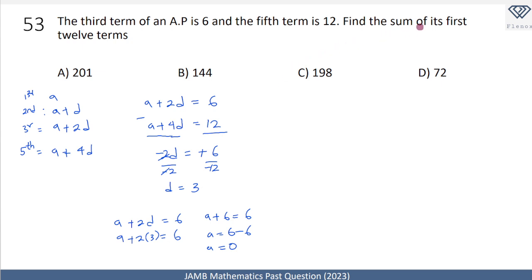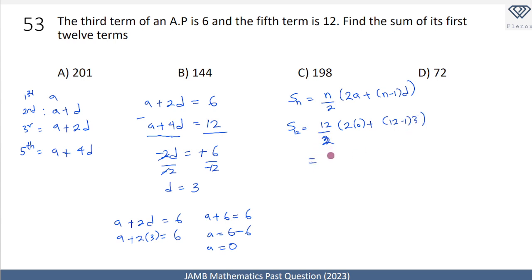Now, the question is asking us to find the sum of the first 12 terms. The sum of the first n terms, Sn, is given as n over 2 into bracket 2a plus n minus 1 d. This is a formula that you should memorize, or be familiar with when dealing with AP. Now, n in this case is going to be 12 because we want the sum of the first 12 terms. So S12 is going to be 12 over 2 into bracket a is 0, which we found, plus n is 12 minus 1, and our common difference is 3.